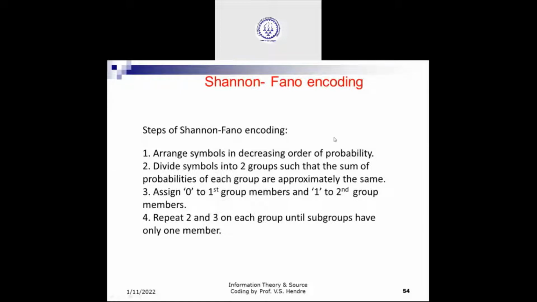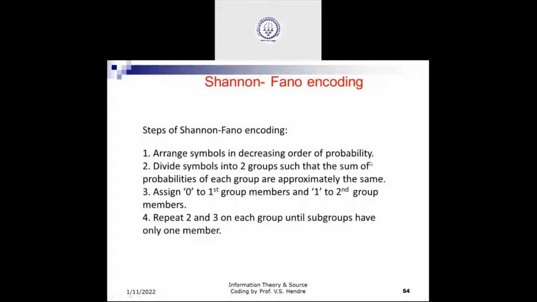Shannon Fano is a prefix code technique, and the steps for its implementation are: arrange the symbols in decreasing order of probability. We know that a source contains a certain number of symbols, and the occurrence of every symbol has a certain probability, which we know in prior.